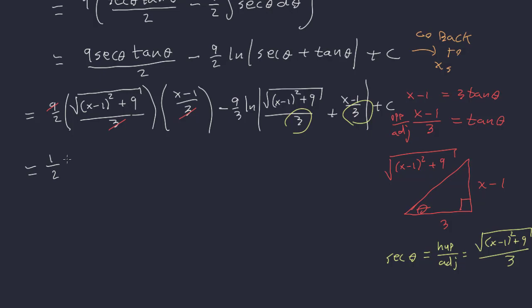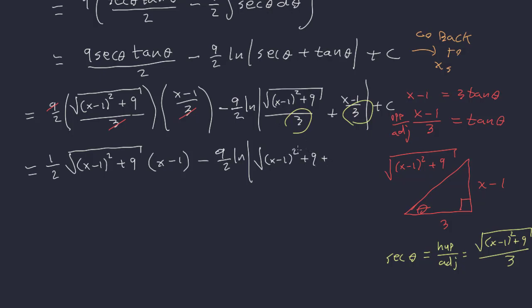It'll be 1/2 times the square root of x minus 1 squared plus 9 times x minus 1 minus, I messed that up, didn't I? That's 9 halves, not 9 thirds. Sorry about that. 9 halves natural log of the square root stuff plus x minus 1 plus c. Whew, and there we go.